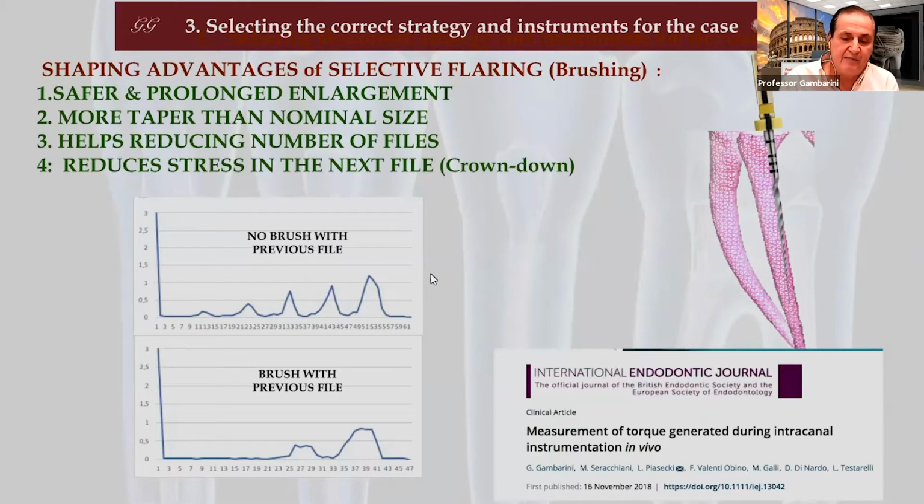So this is another example, and this was also published, where we are making the same clinical situation with no brush with the previous file. We have more stress. If we already have brush and flare with the previous file, we have much less stress. So this actually tells us that every instrument should be used with two phases. One phase is working in, and the second phase is working out with some flaring. And this will also make the life easier for the next instrument. So we can skip the stress, we can skip the number of files, and we are following the crown down procedure.